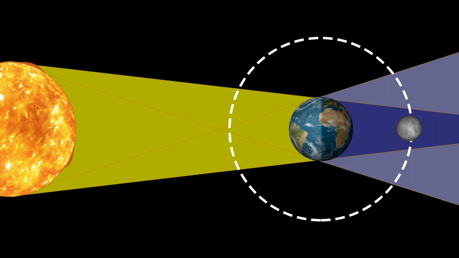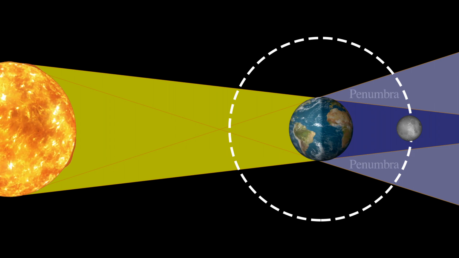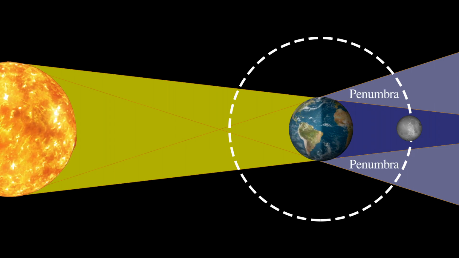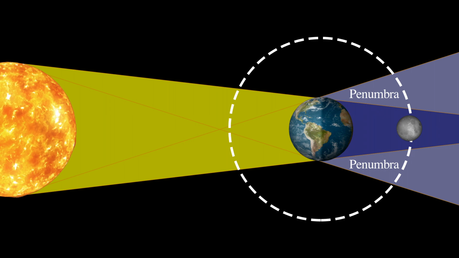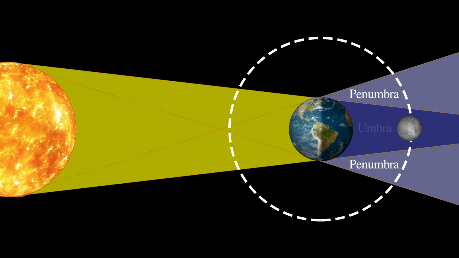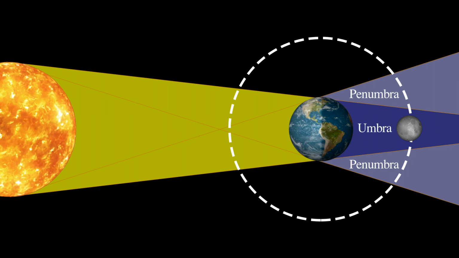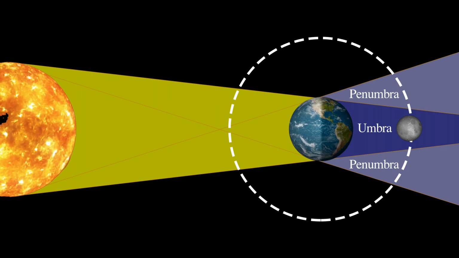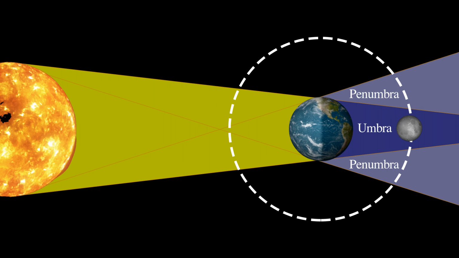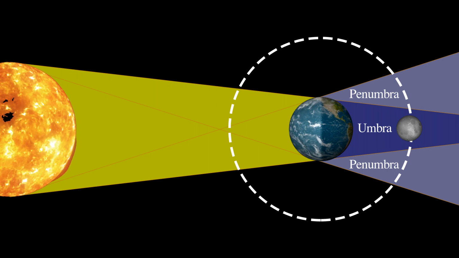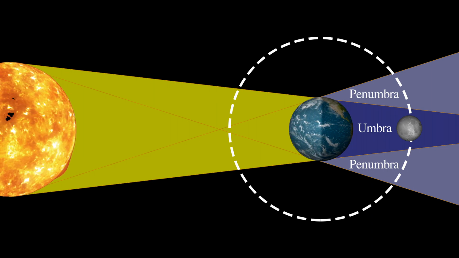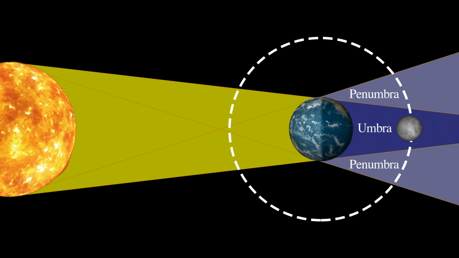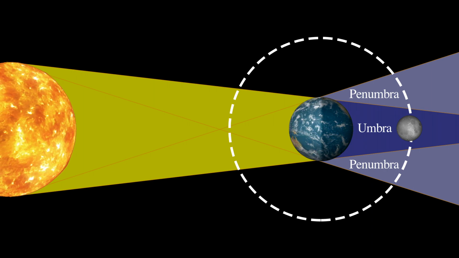In order for a lunar eclipse to occur, the moon must pass through the Earth's shadow. The shadow is made up of two cones. The outer cone is called the penumbra, and in the penumbra, only some of the light from the sun is blocked by the Earth. The inner cone is the umbra, which is the portion where all of the sun's light is blocked by the Earth. Penumbral lunar eclipses occur when the moon passes through the Earth's penumbral shadow. These types of eclipses are almost unnoticeable. And total lunar eclipses occur when the moon is completely obscured by the Earth's shadow.